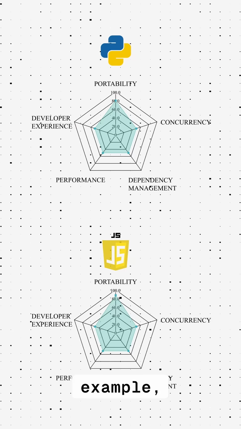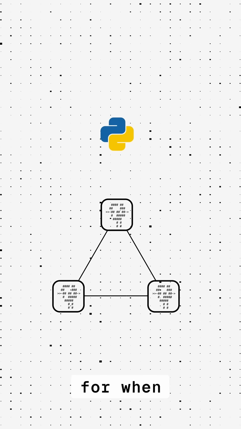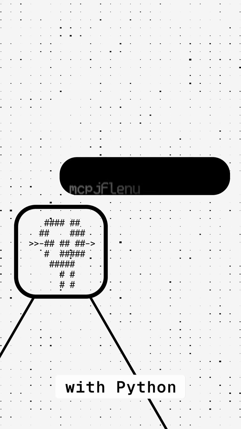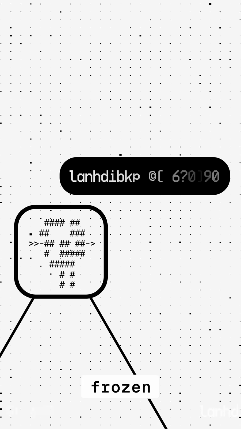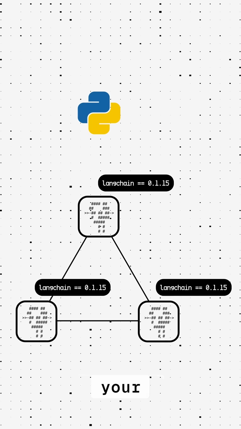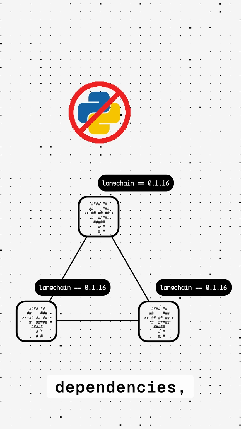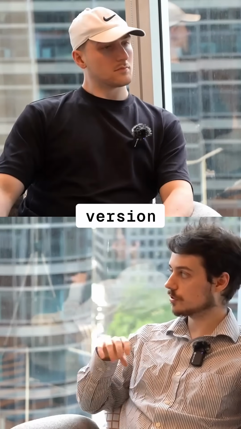So for example, Python, it's very good for when you're trying to experiment with something. But with Python, the dependencies are not frozen in time. So there's no way of putting your repo out there and saying, use exactly these versions of all these dependencies, right? For one, Python only supports using one version of each dependency in the graph at once.